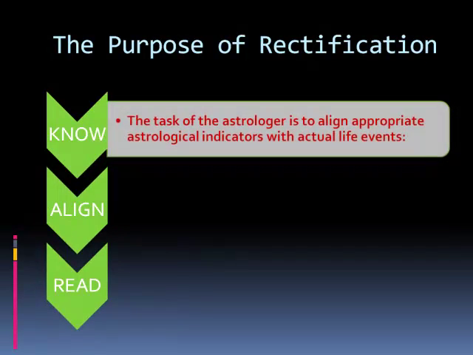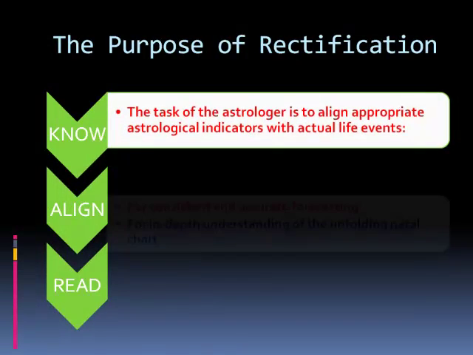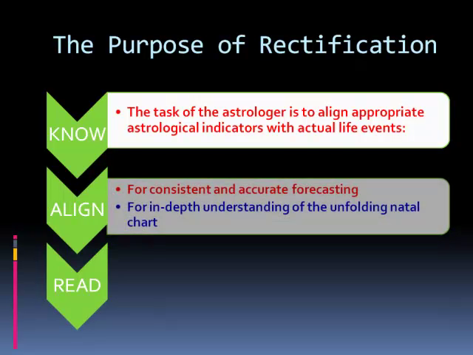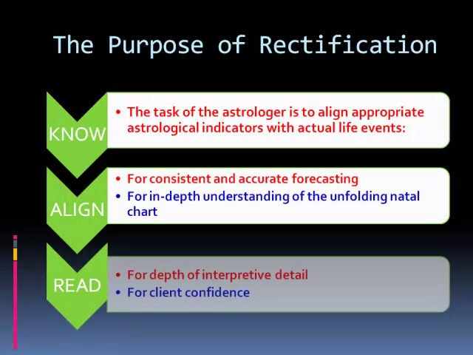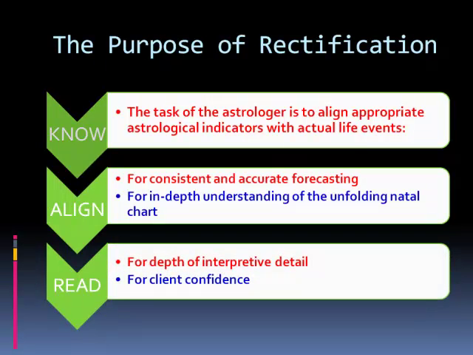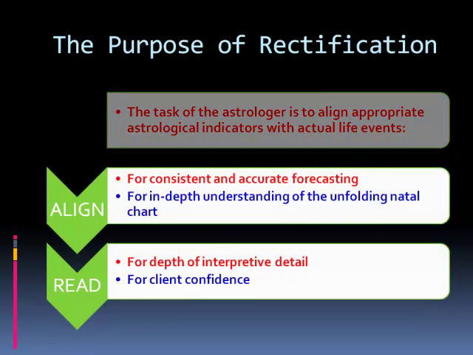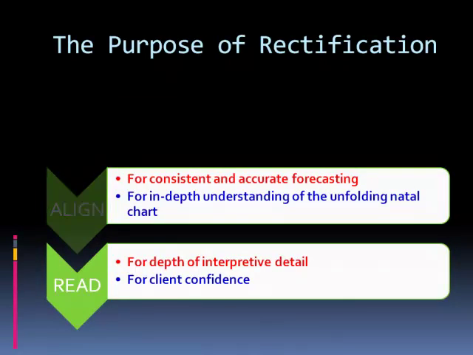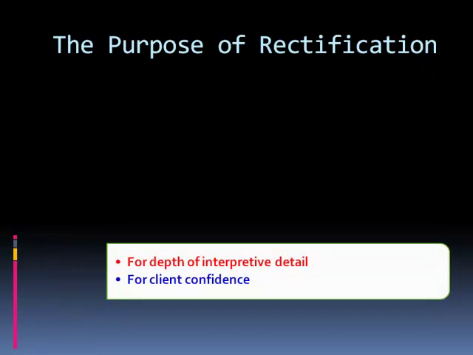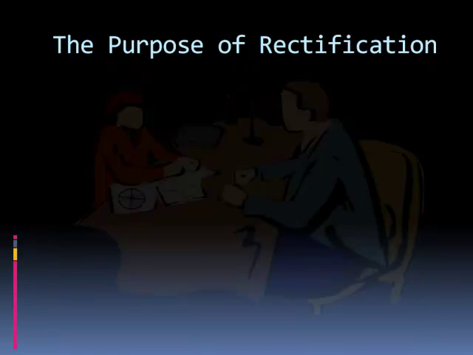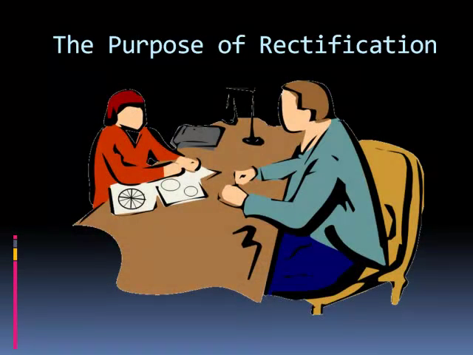We are dealing with a symbol system, and planets, signs, houses, aspects do have symbolic meaning. The astrologer does that for consistent and accurate forecasting, for in-depth understanding of the unfolding natal chart, for the depth of interpretive detail, and for client confidence. If the astrologer is more accurate in forecasting or explaining the current situation, the client is more likely to return.